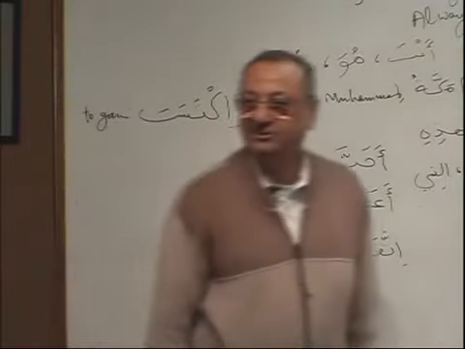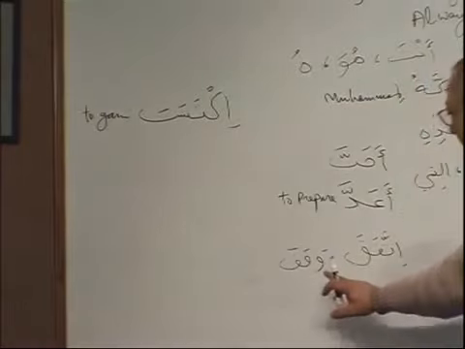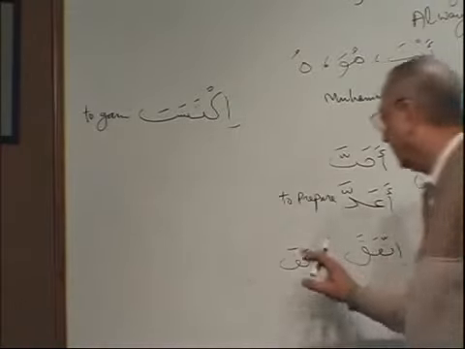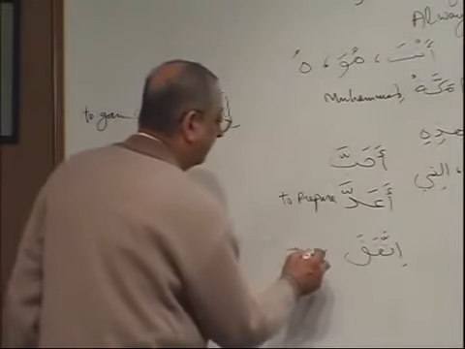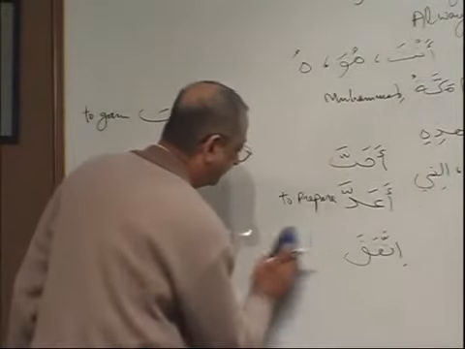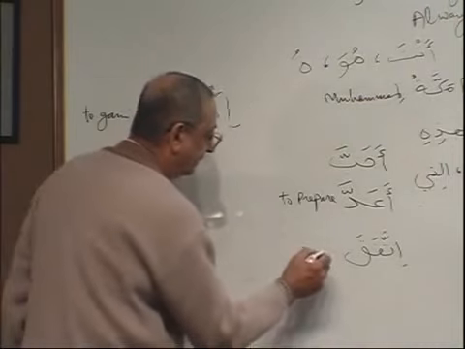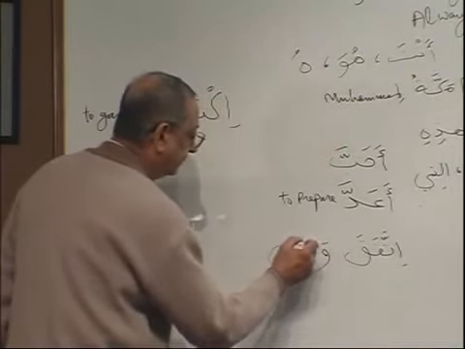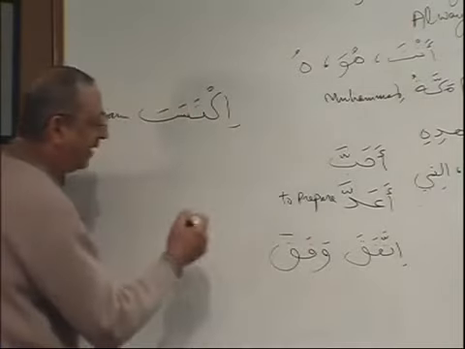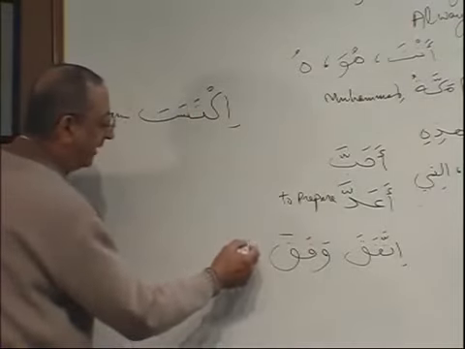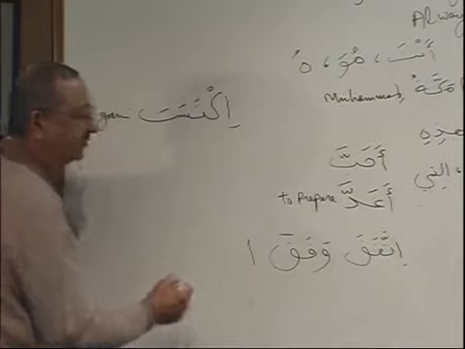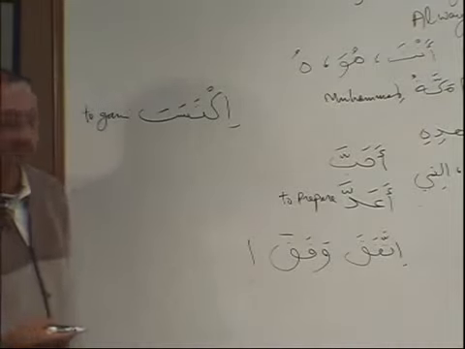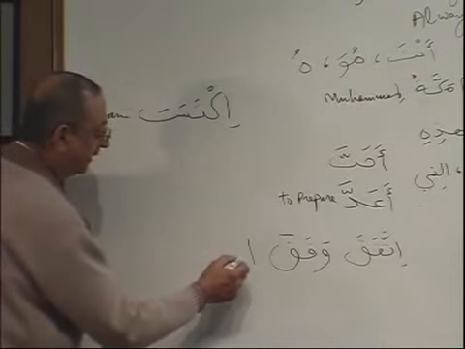Are you with me, brothers and sisters? The waw changes into ta. Let me write it down properly, brother. Okay? Now I'm making it into form 8. What is form 8? Ifta'ala. What is it? Ifta'ala. So let's do it.